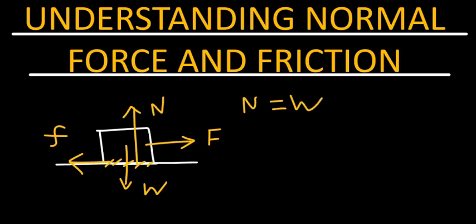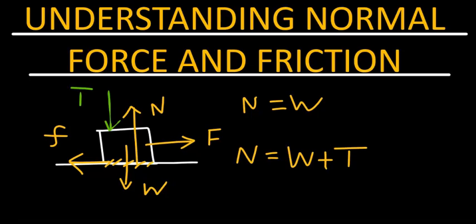Now suppose there is an additional force pressing this object against the floor like that. Let's call that force T. Now the normal force would have a bigger number. It would be the weight plus that additional press. What that means is the existence of this additional press would make this object harder to move, and this fact is related directly to friction.